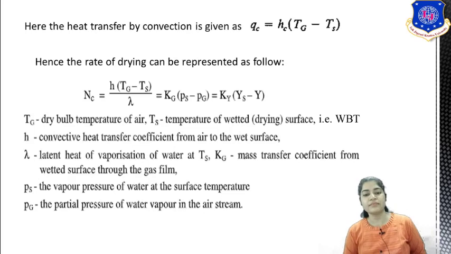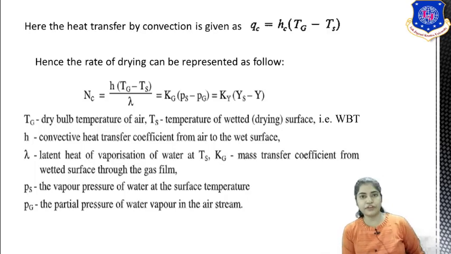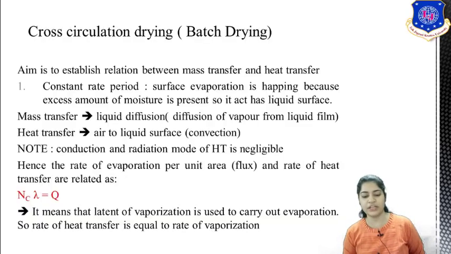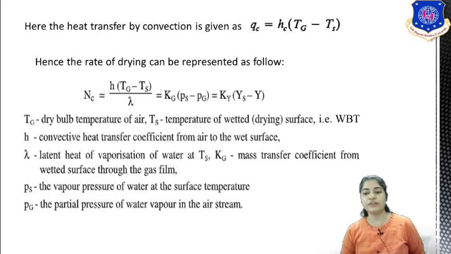First, the heat transfer by convection is equal to Hc into Tg minus Ts. Try to relate your heat transfer subject here, because the mode is convection. Hc is your heat transfer coefficient, Tg is the dry bulb temperature of air, and Ts is the temperature of the wet surface, which means the wet bulb temperature. So the rate of drying becomes: the equation was Nc lambda equals Q. Now instead of Q, you substitute Hc into Tg minus Ts. Nc is your rate of drying.